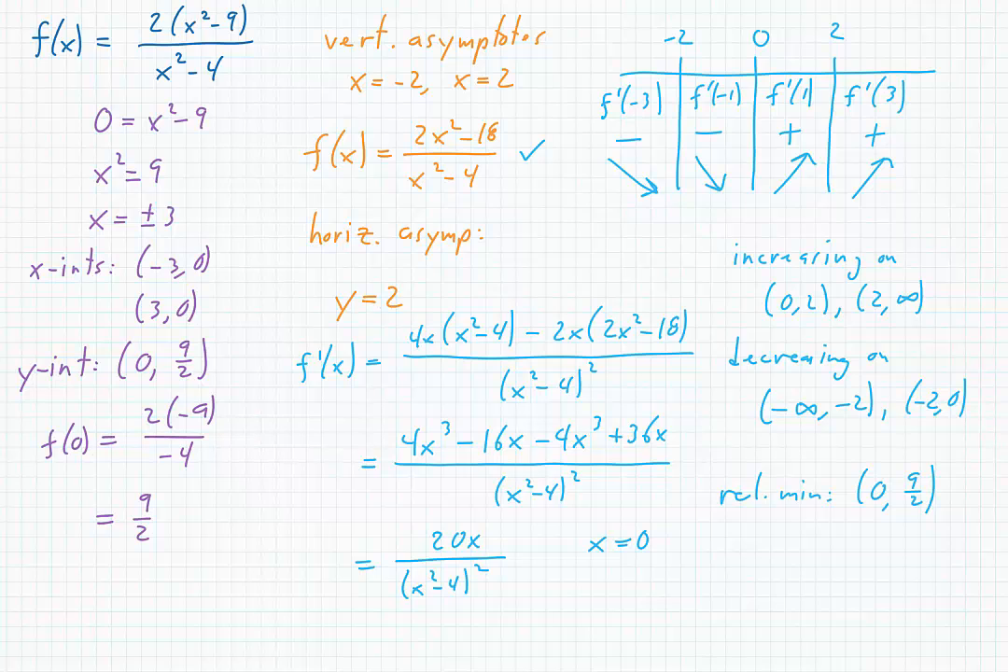So we're starting to collect an awful lot of information here. We can go one step further and see what we can also learn from the second derivative. So let's remember that the first derivative was 20x over (x squared minus 4) squared, and see what we can do with that on a new page. So I'm going to write that f prime of x was equal to 20x divided by (x squared minus 4) squared.